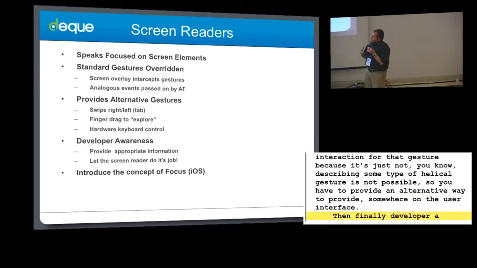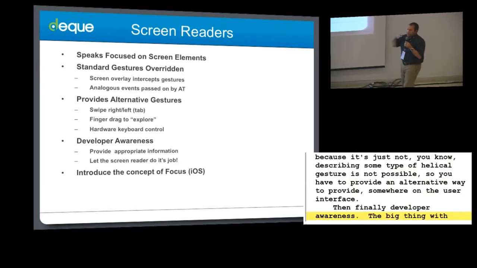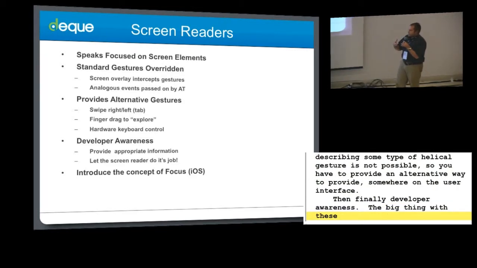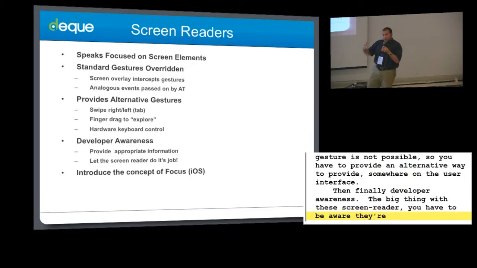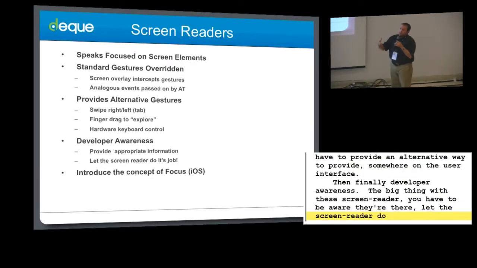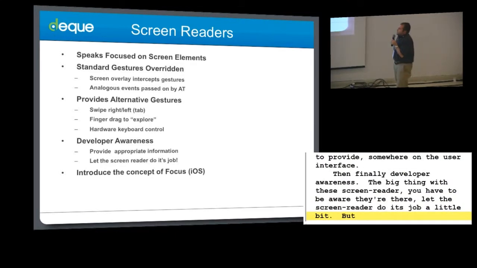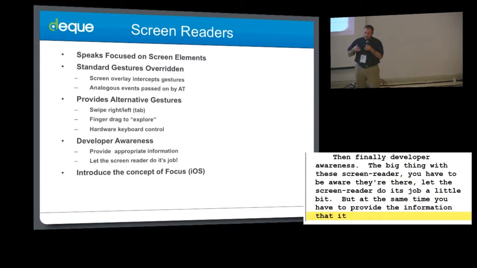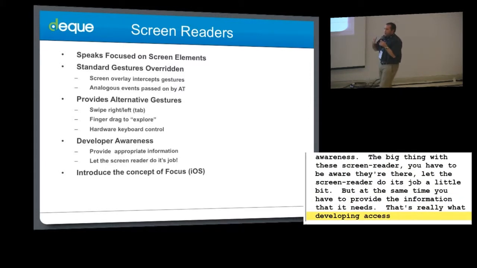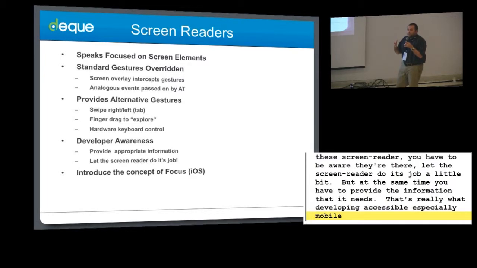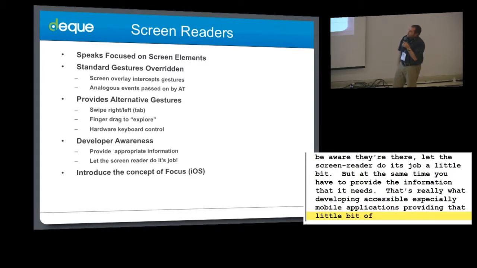The big thing with these screen readers is you just got to be aware that they're there. You have to let the screen reader do its job a little bit, but at the same time, you have to provide it the information that it needs. And that's really what developing accessible applications, especially mobile applications, is about: just providing that little bit of information that the screen reader needs to provide that information to your users.